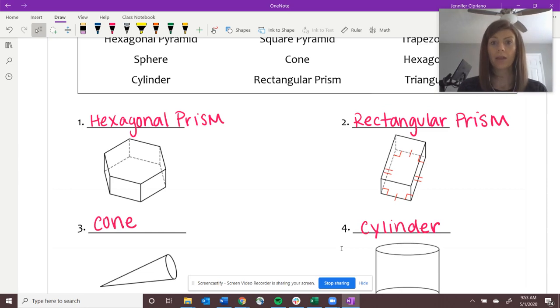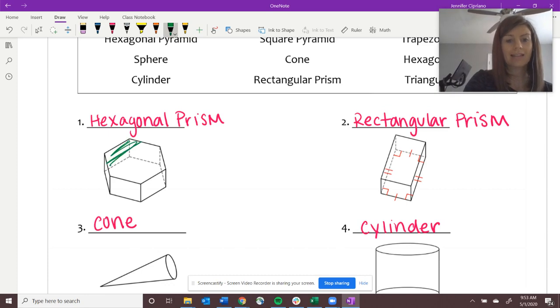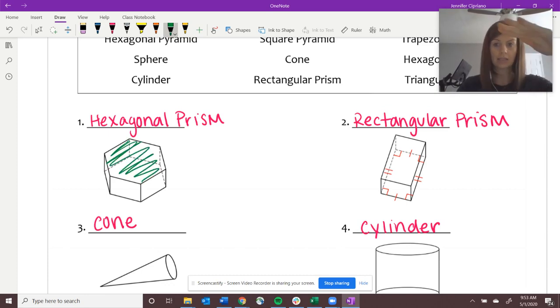With a pyramid, you have one base and the sides are your triangles that are all meeting at the top. In order to name a prism and a pyramid, we name them by the shape of the base. This prism has a hexagon on its top and bottom, so that's why it's a hexagonal prism.